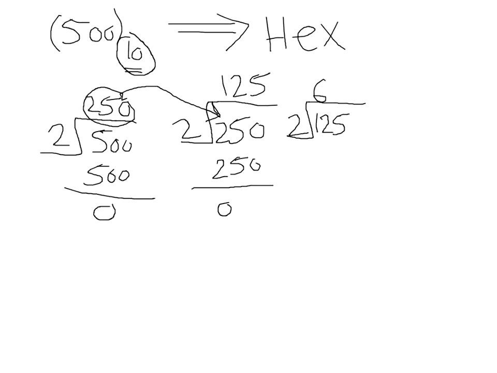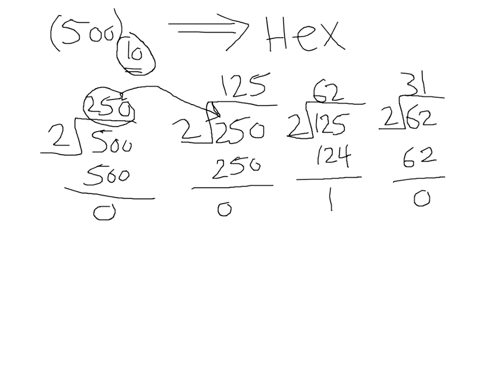It's 62. 62 times 2 is 124. Now the remainder is 1. We continue. Okay, we have the 62. So 62 divided by 2, you get 31. 31 times 2 is 62. The remainder is 0. I'm going to have to continue down here.